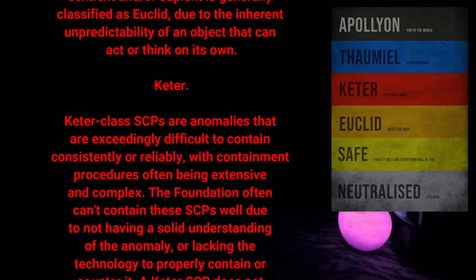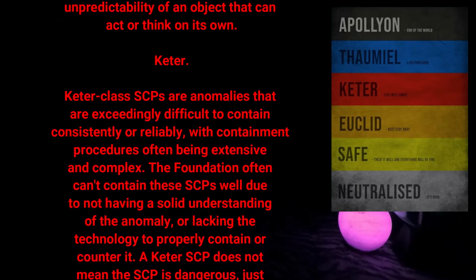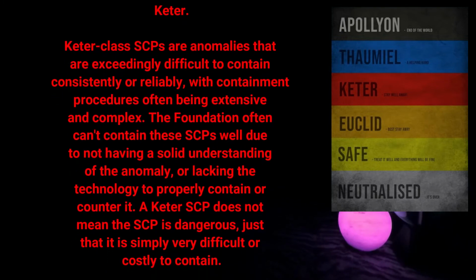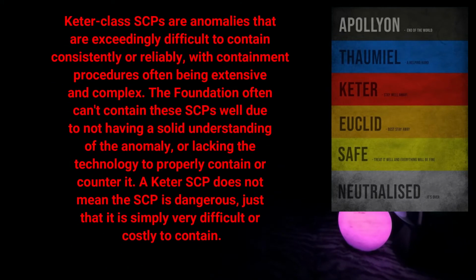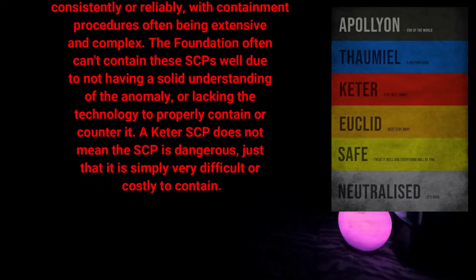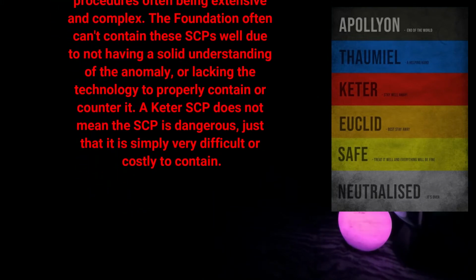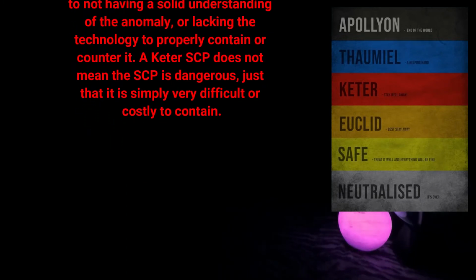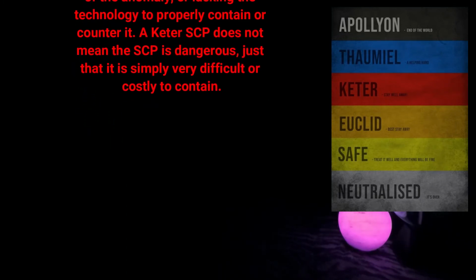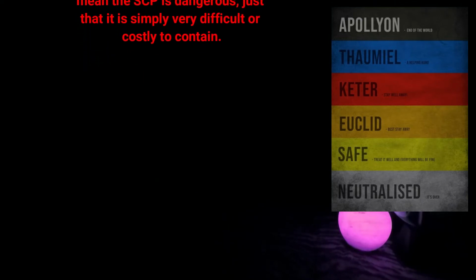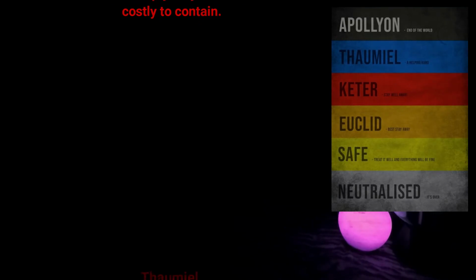Keter class SCPs are anomalies that are exceedingly difficult to contain consistently or reliably, with containment procedures often being extensive and complex. The Foundation often can't contain these SCPs well due to not having a solid understanding of the anomaly or lacking the technology to properly contain or counter it. A Keter SCP does not mean the SCP is dangerous, just that it is simply very difficult or costly to contain.